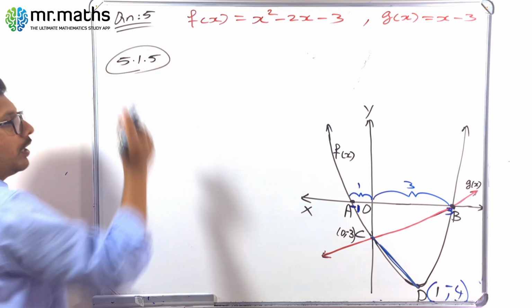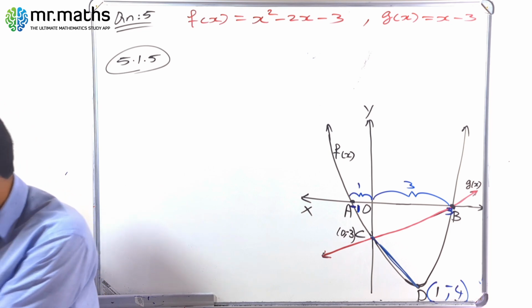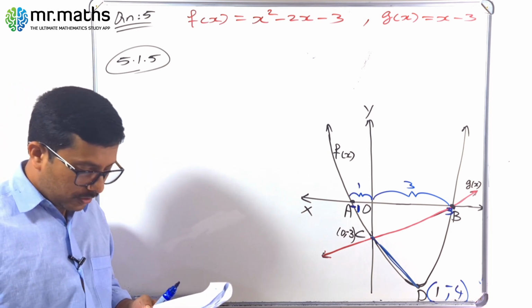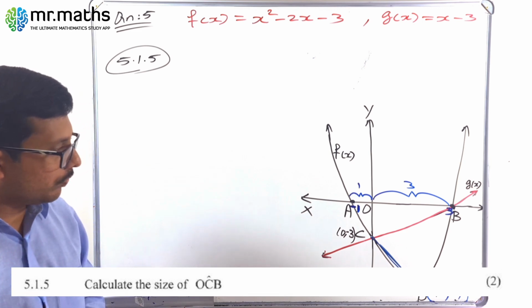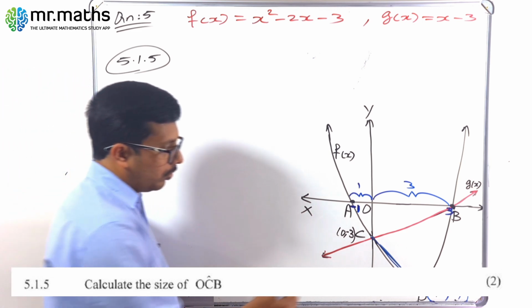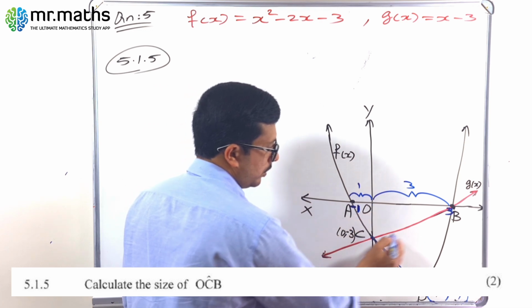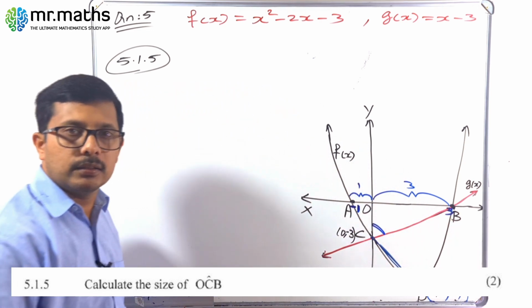5.1.5. What is that question? Question number 5.1.5. Calculate the size of angle OCB. What is the size of OCB? Which one is that? OCB. That means this angle. You have to find what is that angle.